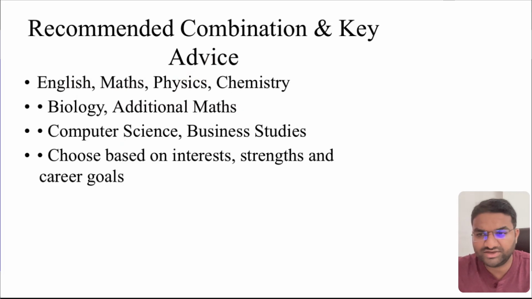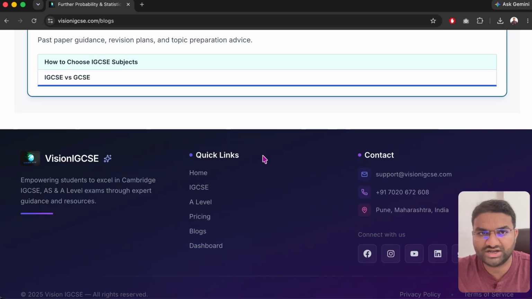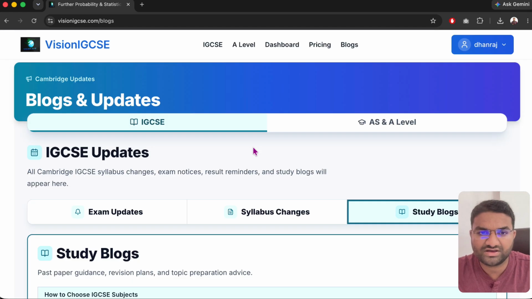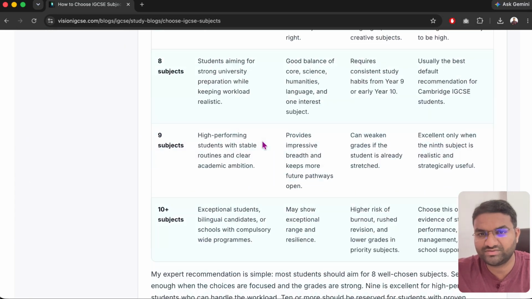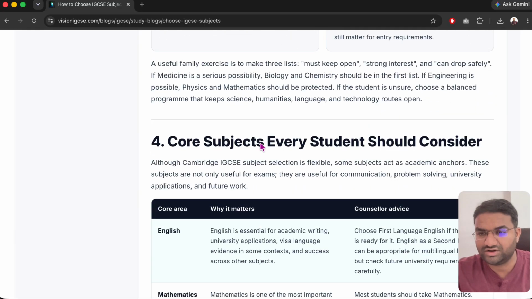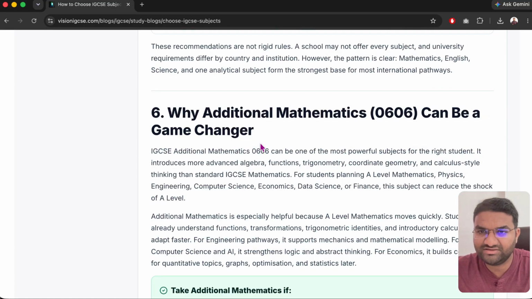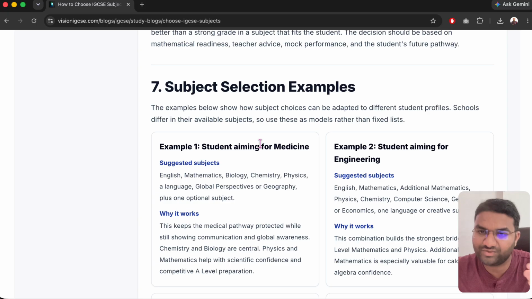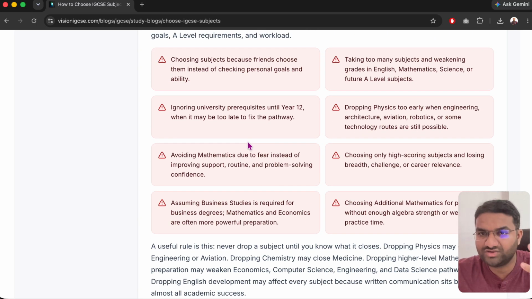Fine. Along with that, all this information we have updated on our website as well. If you go to visionigcse.com, you can see blogs. In the IGCSE study blogs, we have put out all the things: how to choose the subject, what the important subjects are, and what things you have to consider while choosing the subject. Then, some subject importance we have put out on our website as well, and how to avoid some of the common mistakes that students make.